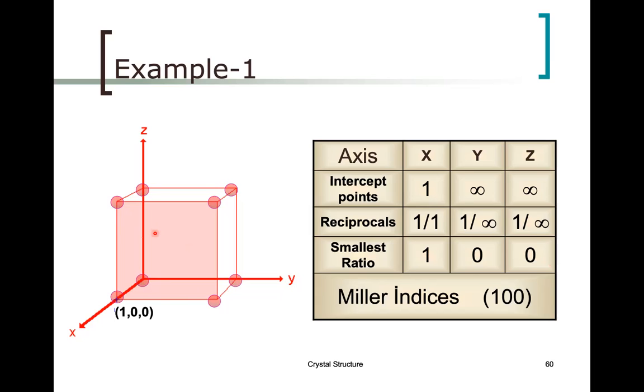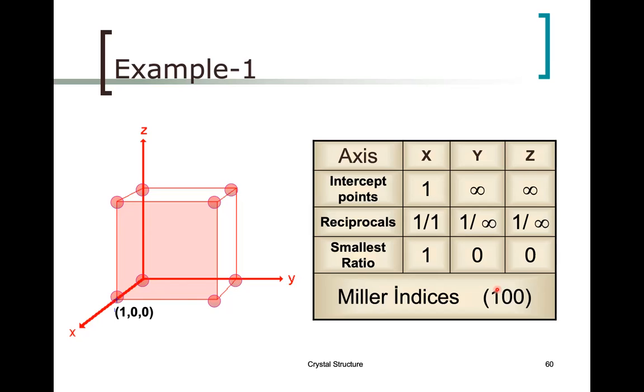Now you said 0, but you put infinity. Right. So when does it intercept with the y-axis and with the z-axis? At infinity. So the 1, 0, 0 plane crosses the x-axis at 1, and then it never crosses the y and z-axis. Miller index 1, 0, 0.